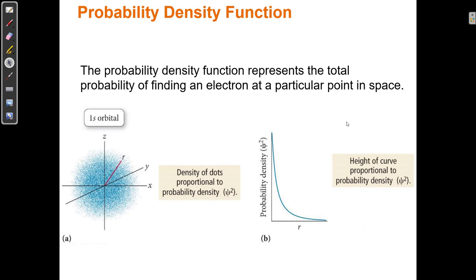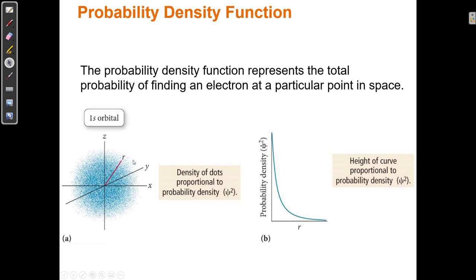The probability density represents the total probability of finding an electron at a particular point in space, so just like the catcher's mitt. In the middle, that has the highest probability of finding the electron. It's most likely here in the middle. You can see that's where the most dots are, the density of these dots, there's a lot of them in the middle. As I go out here, there's fewer.